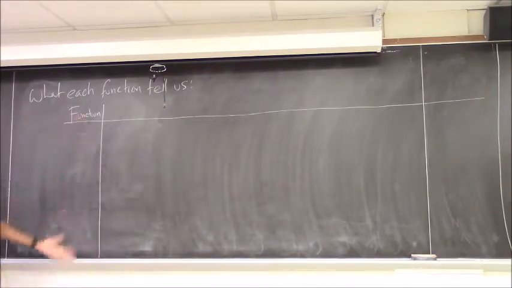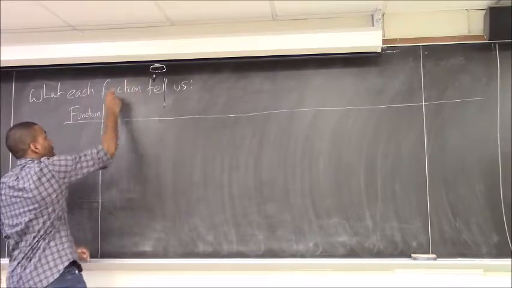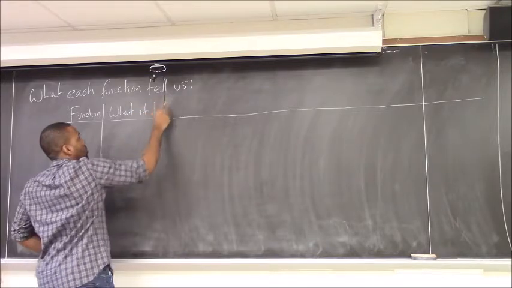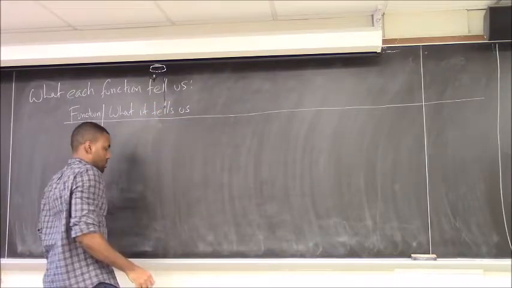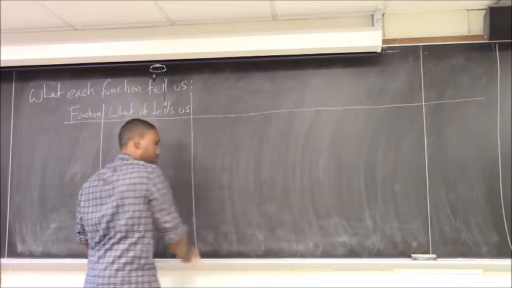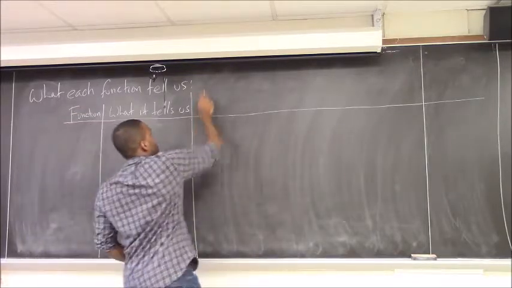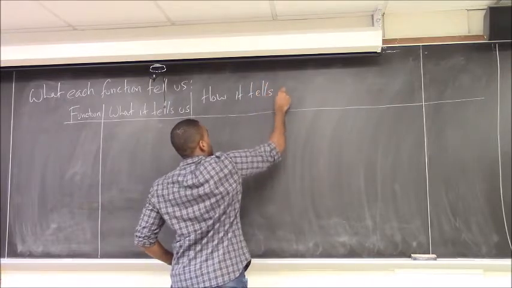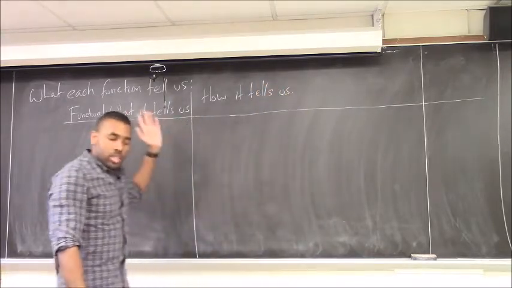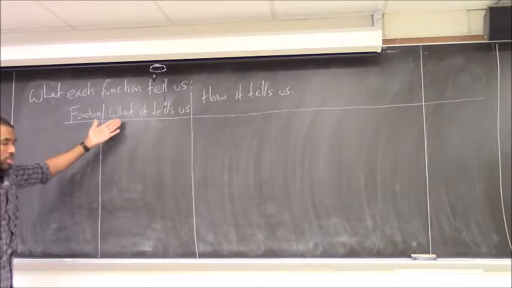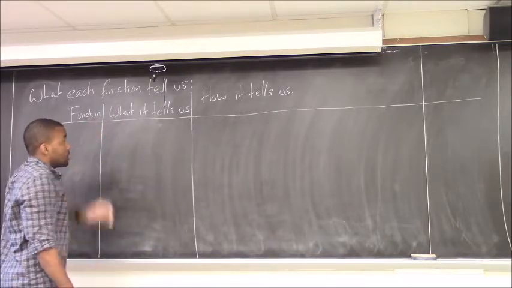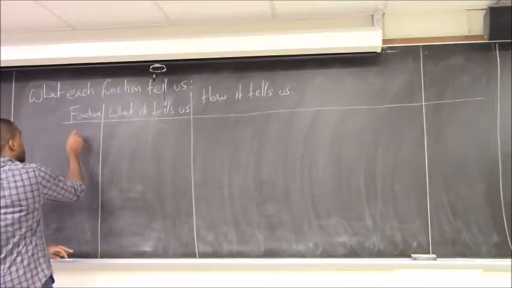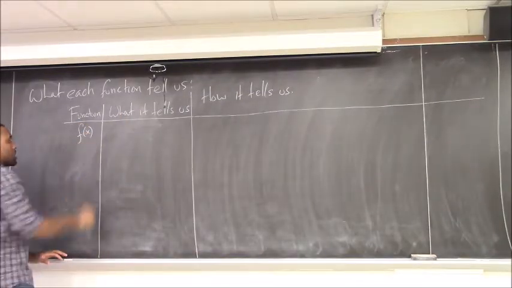So I'm going to put the kind of function in this column. What this function tells us about, I'm going to put in that column. And finally, how. So different functions have different purposes, and so they give us different information, and we want to know how to extract that information. So let's look at the original function f of x.